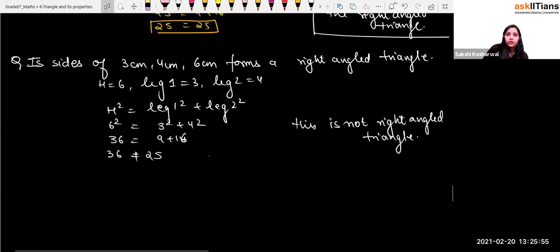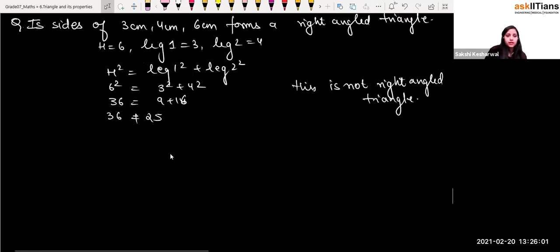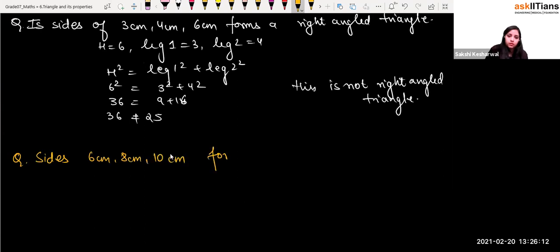Right now, just see. Now, can I say that the triangle is formed? No. If I give you a question, like the question says that the sides are 6 centimeter, 8 centimeter, and 10 centimeter, does it form a right angled triangle, right? So let's do this once.